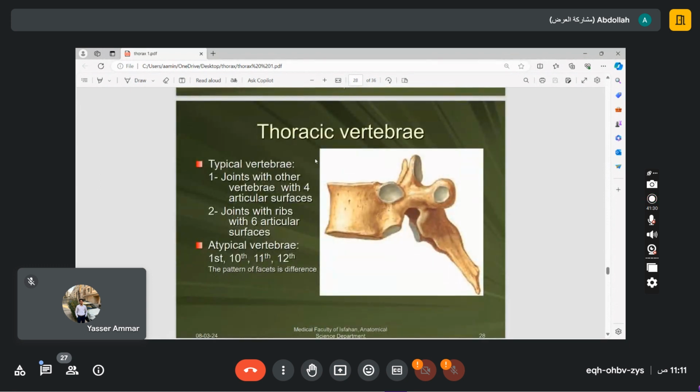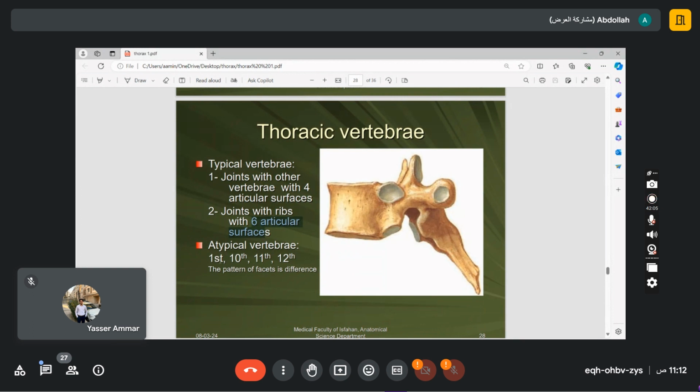Okay, thoracic vertebral. Typical. What's the typical vertebral? Which vertebral of the thoracic is typical? The typical vertebral has a joint with the other vertebrals with 4 articular surfaces. I told you 1, 2, 3, 4. This is for the other vertebral, and it has 6 articular surfaces with the ribs. For example, 1, 2, 3. These 3 are for the costal or rib joint.